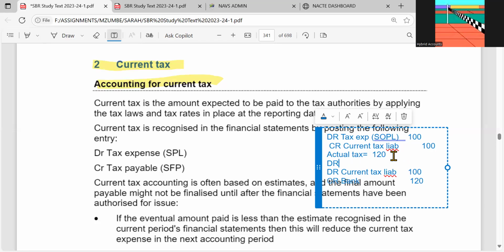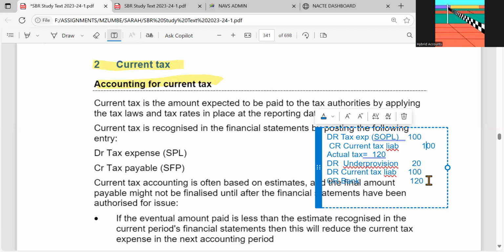So you come and say debit again. And what is this for now? We provided 100 as a provisional tax, but it ended up being 120. So we underprovided, right? So we call this an under provision. Under provision of how much? Of 20. How is this treated? Under provision is just treated in this way. Remember that we have already adjusted the liabilities. It's not 100 now, it's now 120, right?